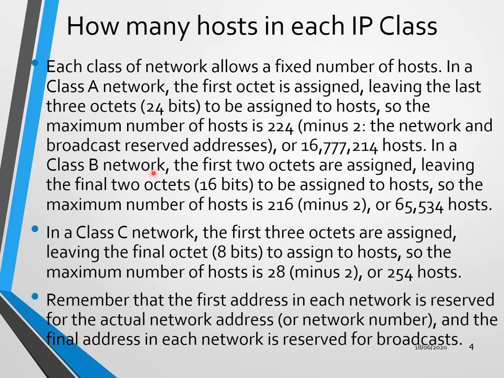In a class B network, the first two octets are assigned, leaving the final two octets, 16 bits, to be assigned to hosts. So the maximum number of hosts is 2 raised to power 16 minus 2, or 65534 hosts will be available. In a class C network, the first three octets are assigned, leaving the final octet, 8 bits, to assign to hosts. So the maximum number of hosts is 2 raised to power 8 minus 2, or 254 hosts.